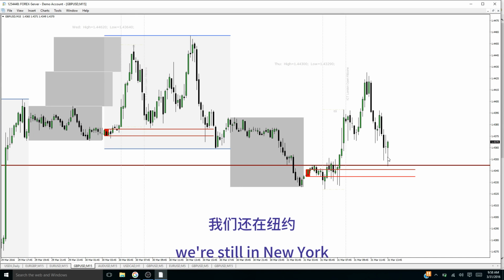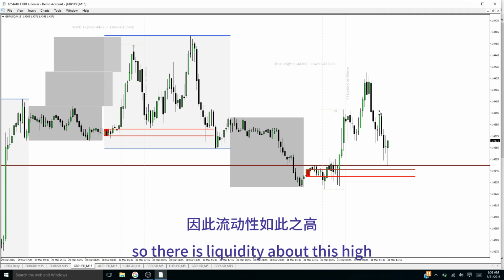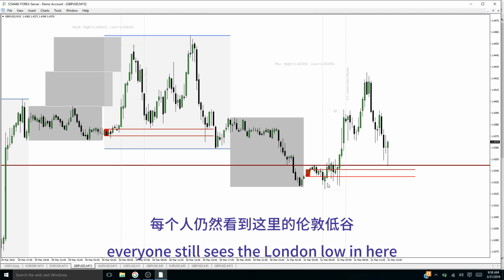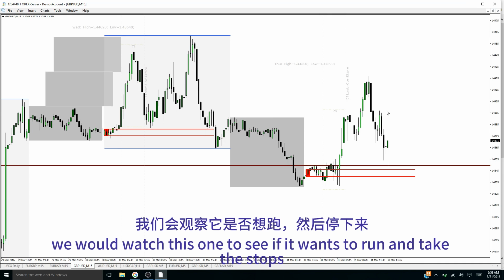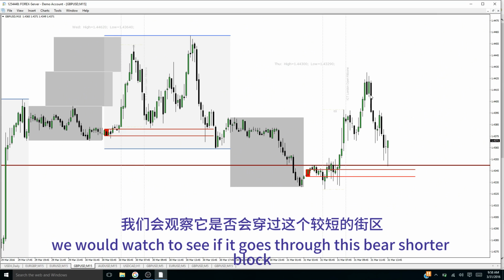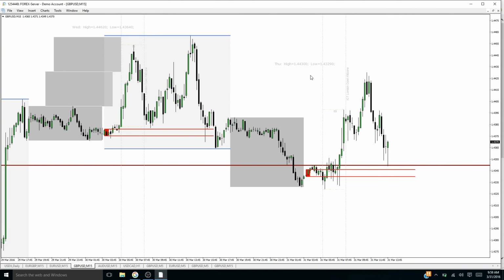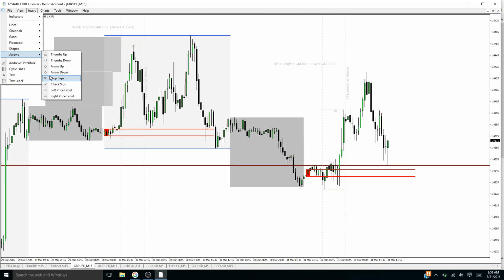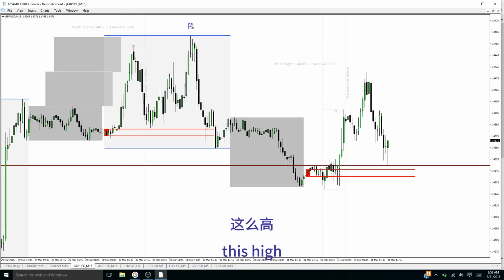We're still in New York overlap on London close. We have a short-term high in here, so there is liquidity above this high, and we have an order block here. So we have a willingness to want to see price be pulled up. Everyone still sees the London low in here, so we would watch this one and see if it wants to run and take the stops here intraday. If we don't see any kind of slowing down here, we would watch to see if it goes through this bearish order block, and overall liquidity is above this high.